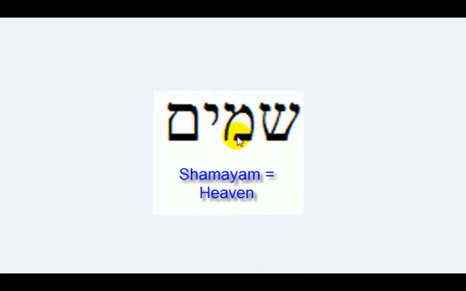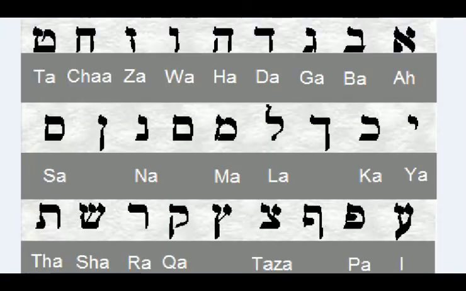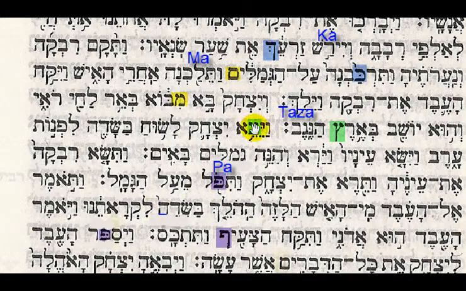So within this word shemayim, you have two ma's, one regular and one final. Whenever the word would end in a ma, you would use this ma, but whenever the ma is somewhere from the beginning through the middle of the word, you would use this ma. So that's the word shemayim, which means heavens.